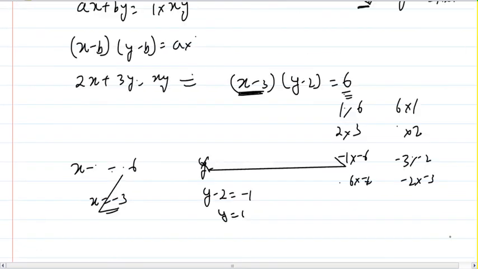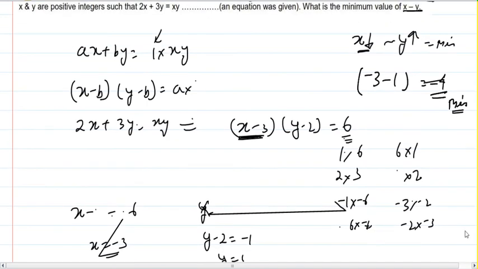So what do I get here? If I put minus 3 minus 1 here, I have got minus 4. Guys, that is my answer for the minimum value possible for x minus y based on these conditions. This was the learning objective, guys. If you copy this down and remember this, it will be easier for you to solve all such problems. Anytime you come across ax plus by is equal to xy, you will always be able to break it down as x minus b into y minus a.